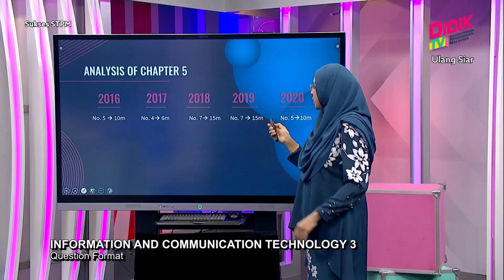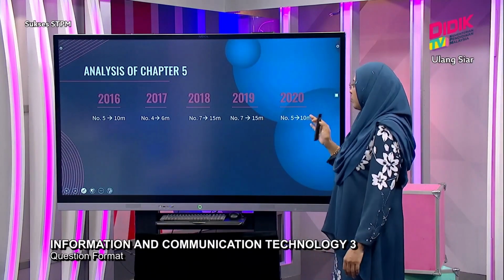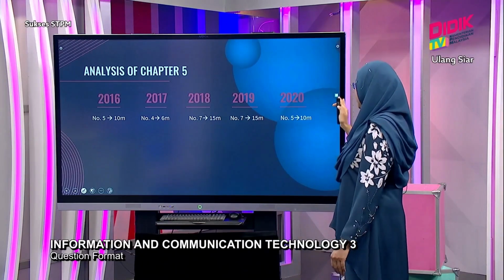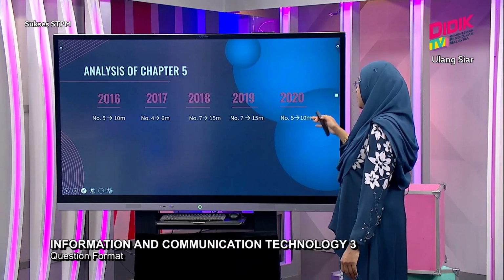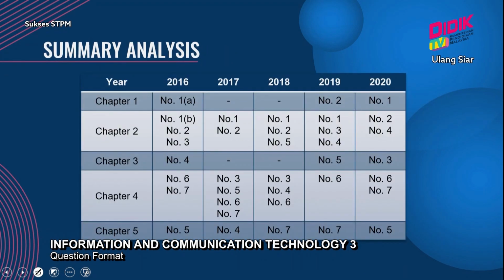Okay, so look at the question. Every year there will be one question in this chapter, and mostly it is in section B. The marks given are very big: 10 marks, 6 marks, 15, and 10 marks. So make sure you get all those marks. Okay, so this is the analysis summary.